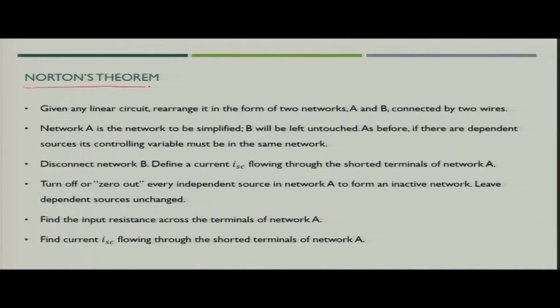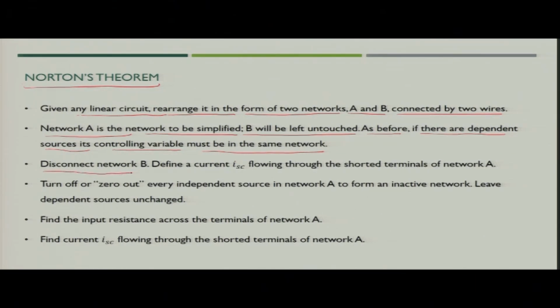Opposite to Thevenin's, we have Norton's theorem, because in this case, instead of open circuit voltage, we need to find out the short circuit current. So, here also, given any linear circuit, you have to rearrange it in the form of two networks, that is A and B, which are connected by two wires. Network A is the network to be simplified and B will be left untouched, as in the case of Thevenin's theorem. In this case also, the dependent sources and its controlling variable must be in the same network.